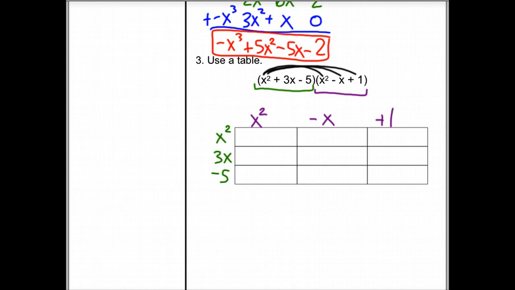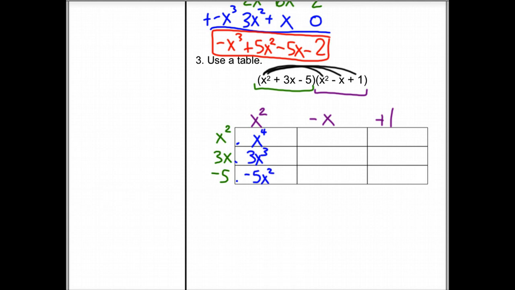So then what we do is we fill out the table. In this first box here with the blue dot in it, we do the green x squared times the purple x squared, which would be x to the 4th power. Then I'm going to go down. We have 3x, I'm going right here. 3x times x squared is 3x cubed. Then our last box going down, we have negative 5 times x squared, so minus 5x squared.